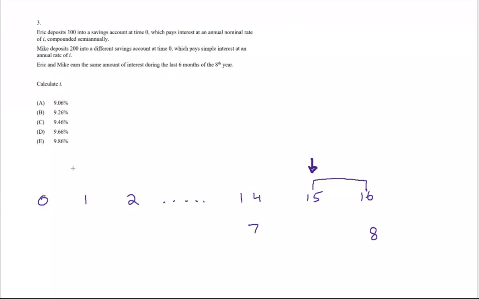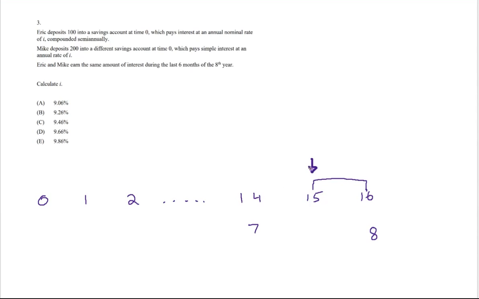Eric deposits 100 into a savings account at time 0, which pays interest at an annual nominal rate of I compounded semi-annually. Mike deposits 200 into a different savings account at time 0, which pays simple interest at an annual rate of I. Eric and Mike earn the same amount of interest during the last 6 months of the 8th year. Calculate I. So as you can see from my time diagram, I made everything into 6-month periods.